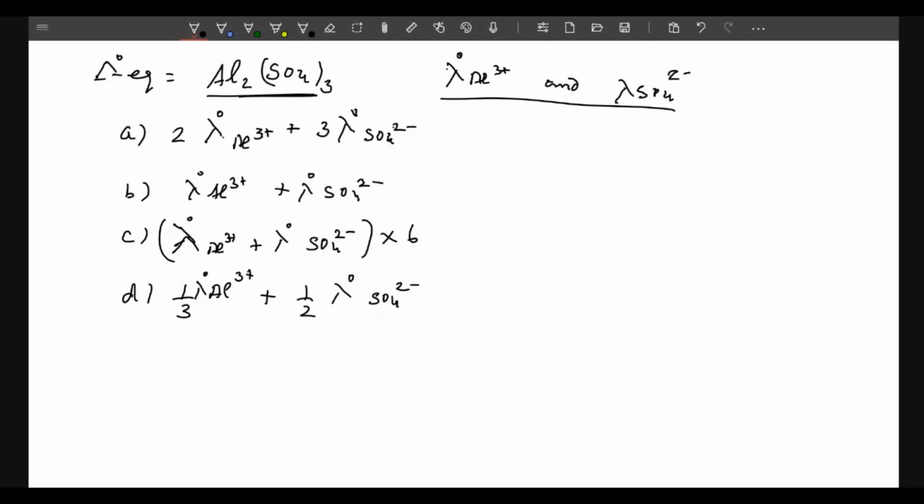And the second application, so there are 3 applications. Now we are going to see the second application. The second application of Kohlrausch's law is to determine the solubility product of a sparingly soluble salt. And we will give you some principle for this, then only you will understand the problem solving section.